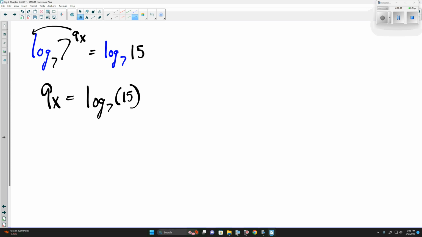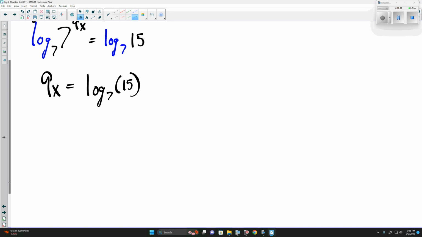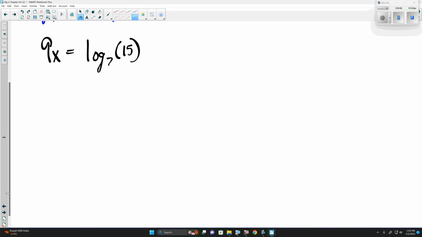Is x by itself? Is the log base 7 of 15 going to be a nice number? No. So instead of approximating anything at this point, we still do need to get x by itself, and we can do that by dividing both sides by 9, telling us x is equal to log base 7 of 15 over 9.